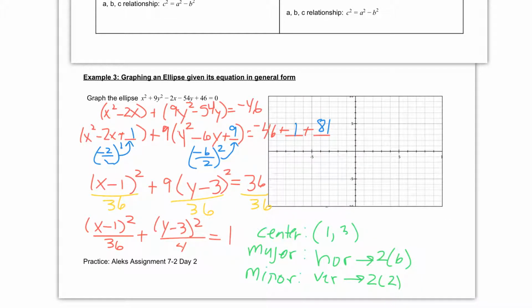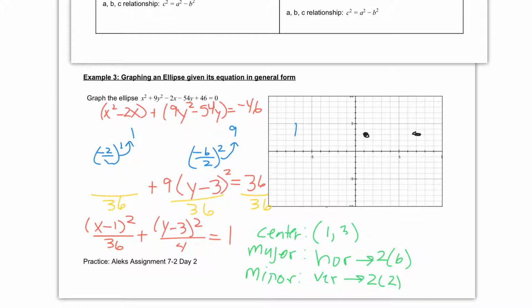So I'm going to get rid of some of this so that I can get my graph back. All right. And then if I'm going to graph it, I'm going to start at my center, which is 1, 3. And since my major axis is a length of 12 and it's horizontal, I'm going to be going 6 to the right and 6 to the left. And then my minor axis is vertical. It's a length of 4, so I'm going to be going up 2 and down 2 from my center. And then I'm going to curve and draw my ellipse as best as I can.